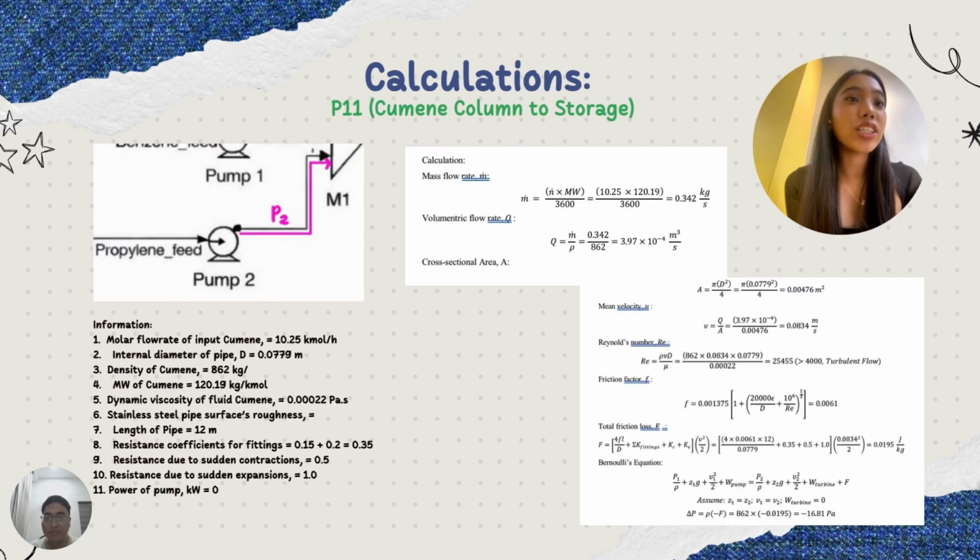Next are the calculations for P11, which transports cumin from the column to storage. The production rate is 10.25 kmol per hour, which gives a mass flow rate of about 0.342 kg per second. Using the density of 862 kg per cubic meter, the volumetric flow rate is 3.97 times 10 to the minus 4 cubic meters per second. With a pipe diameter of 0.0779 meters, the velocity is around 0.083 meters per second, and the Reynolds number is about 25,000, which again shows turbulent flow.